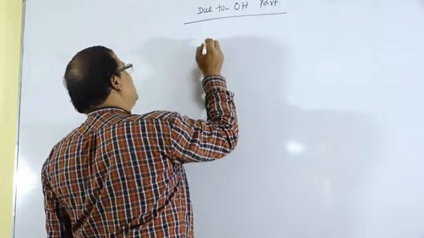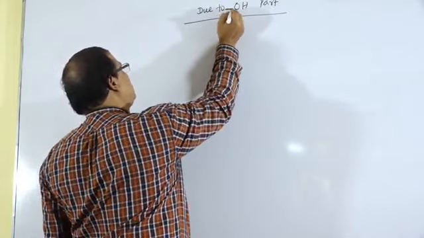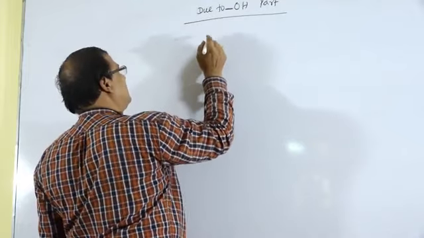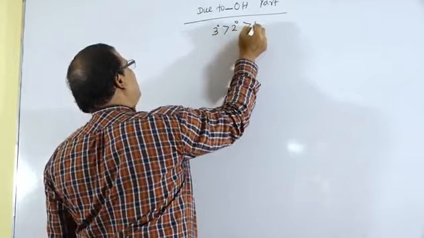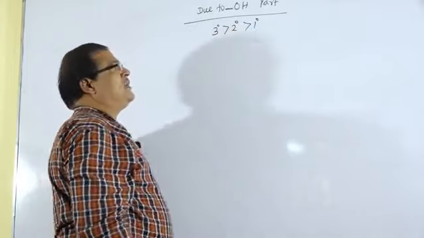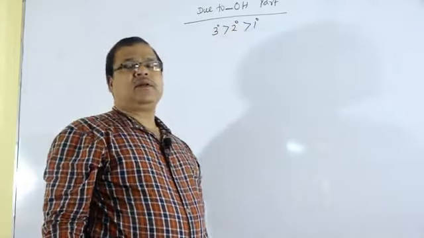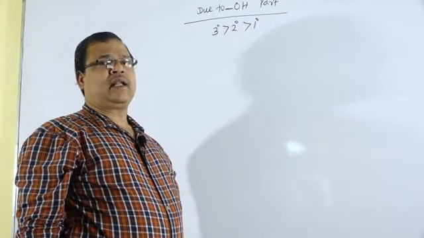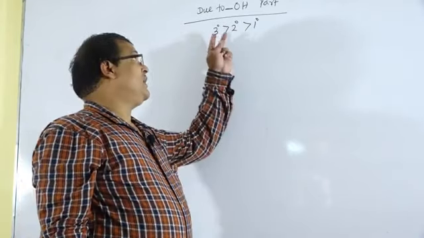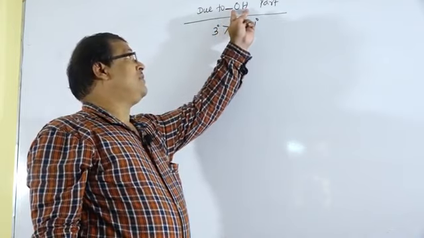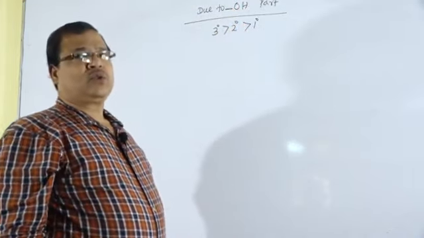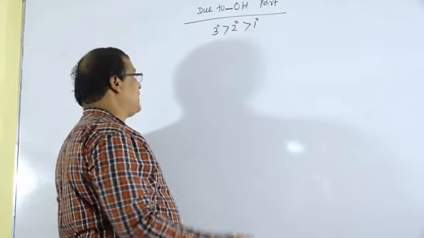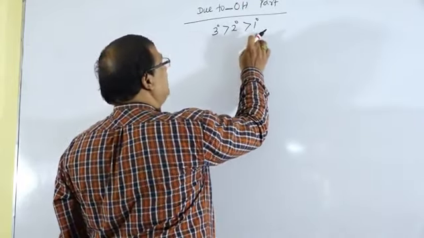The reaction due to the OH part means cleavage of the carbon-oxygen bond. The trend is 3 degree greater than 2 degree greater than 1 degree. Tertiary alcohols containing the OH group are more reactive towards replacement of the OH group than secondary, and secondary more than primary.